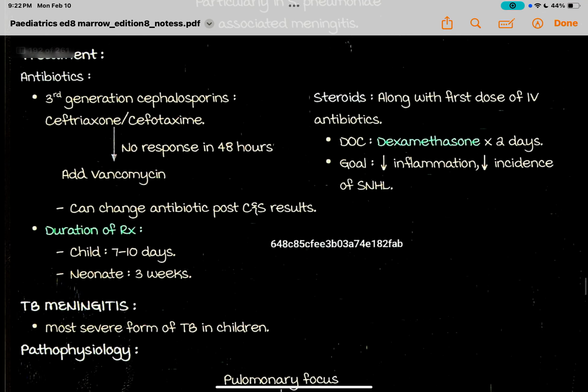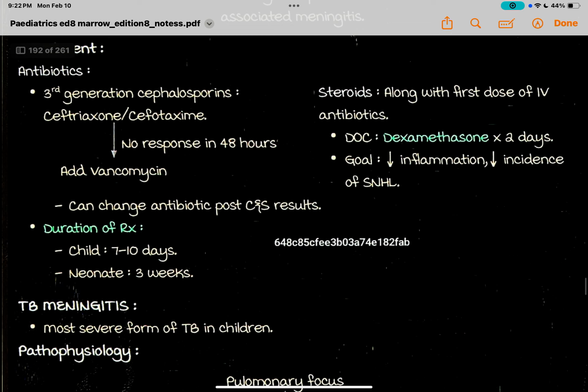Treatment: antibiotics. You start with a third generation cephalosporin like ceftriaxone or cefotaxime. If there is no response in 48 hours, then add vancomycin. You can change the antibiotic after the culture and sensitivity results. Duration of treatment is 7 to 10 days.